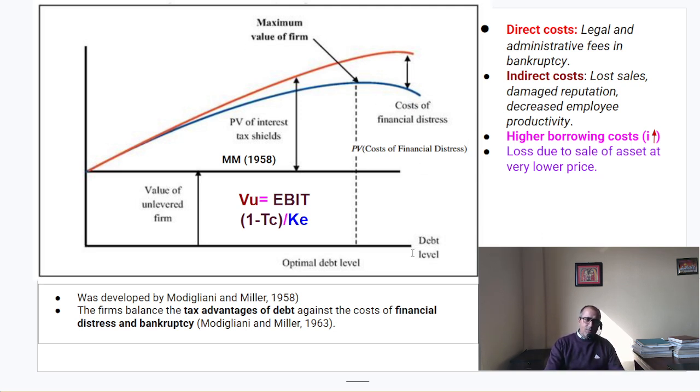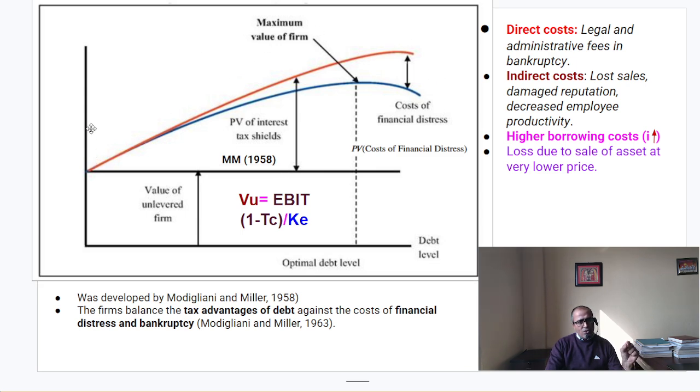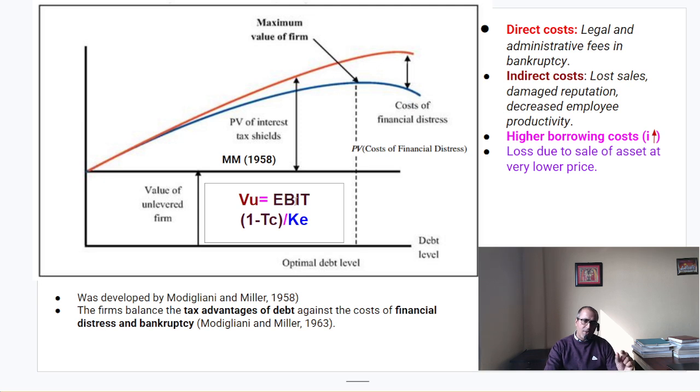Now we can explain with this figure, friends. Look at this figure. On the x-axis we have the debt level, and on the y-axis we have the value of the levered firm and unlevered firm. Now look at this fixed line, which is simply the value of the unlevered firm. That means when a business firm or any company uses just equity sources, that is known as the unlevered firm, friends. And the value of the unlevered firm is based on the company's operating profit, which is the EBIT, earnings before interest and tax.